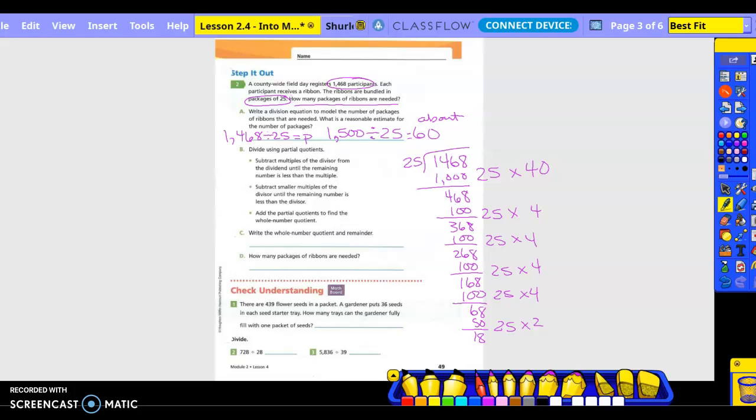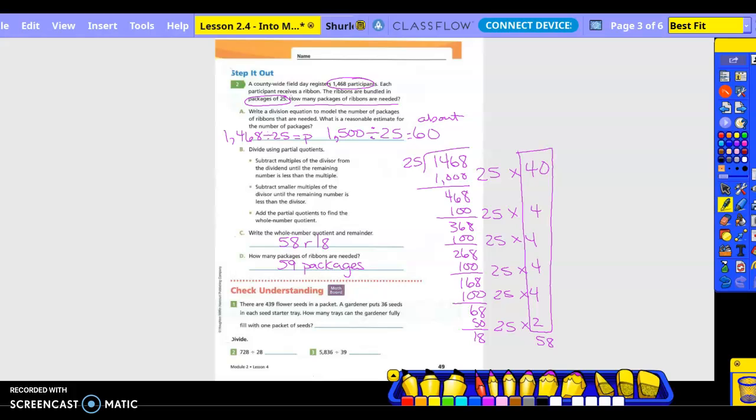Okay, so let's look what our whole number is. So we need to do this. So 40 plus 4 is, plus 4 is, plus 4 is, plus 4 is, plus 2 is 58, right? Okay, so our answer is 58, remainder 18. So how many packages of ribbons are needed? They need 59, right? Because you can't just leave those 18 participants out, right? Right. So 59 packages.